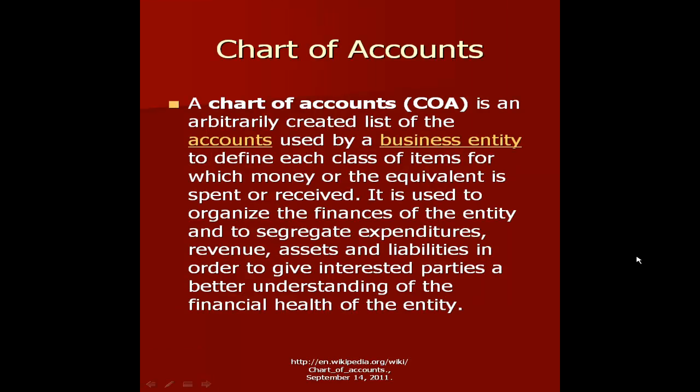A chart of accounts is where you start. It's an arbitrary created list of accounts used by business entities to define each class of items for the money or the equivalent spent and received. It is used to organize financials, segregate expenditures, revenues, assets, liabilities. It's the items actually on the statements, the best way to put it, and you want to keep up with it. Now, I took that from Wikipedia, but basically there's going to be several types, and again we're going to go through those.